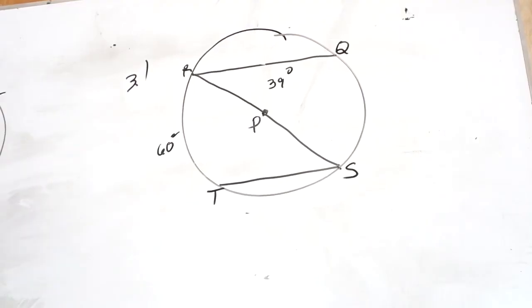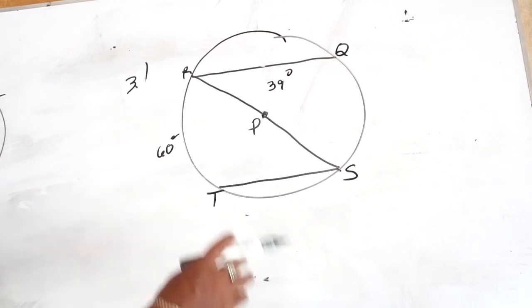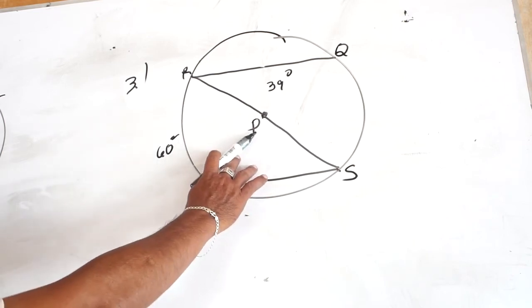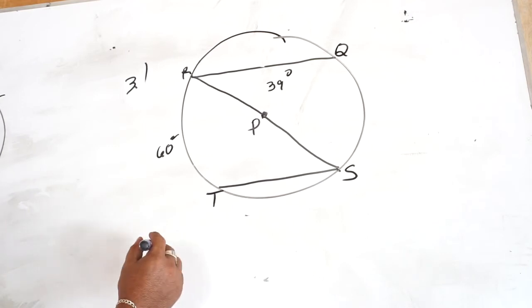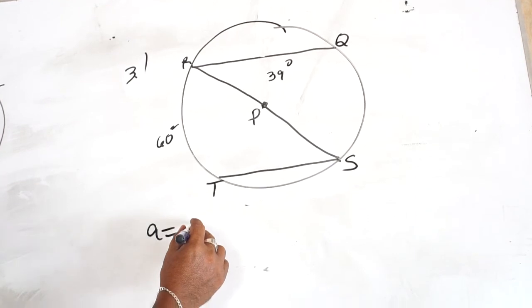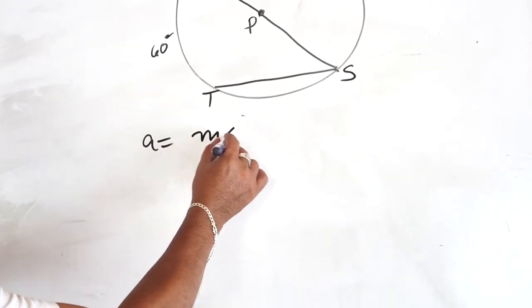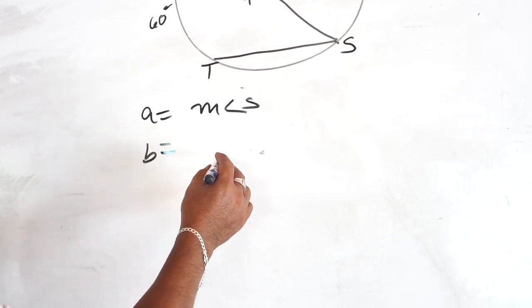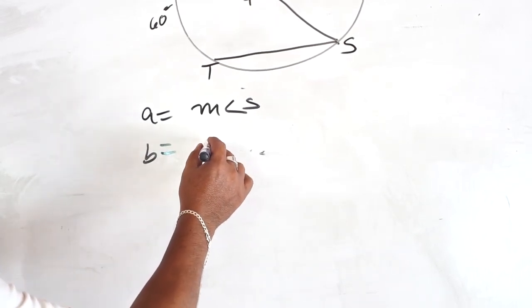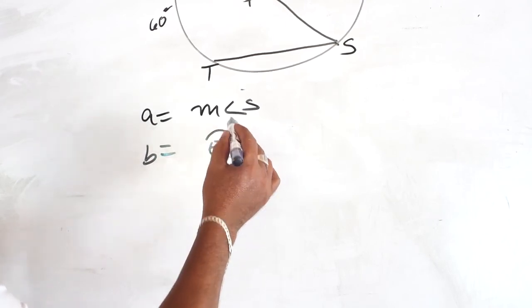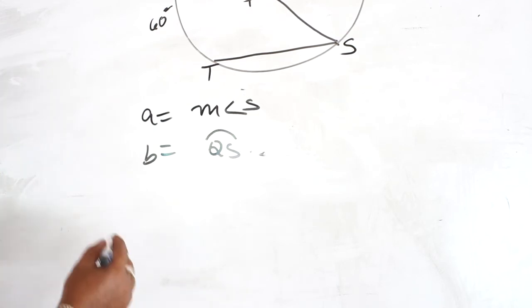Okay, for example number 3, we have here the given figure. Then find the indicated measure in circle P. Find letter A, the measure of angle RST, and letter B, the measure of arc QS. Then we have here the solution.